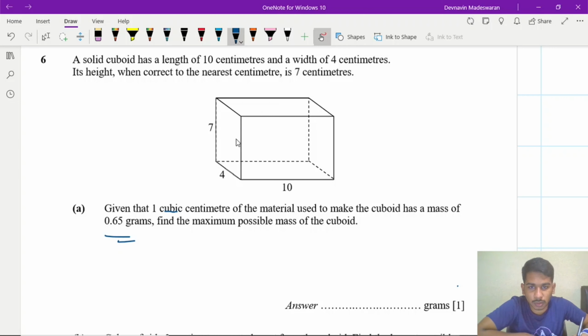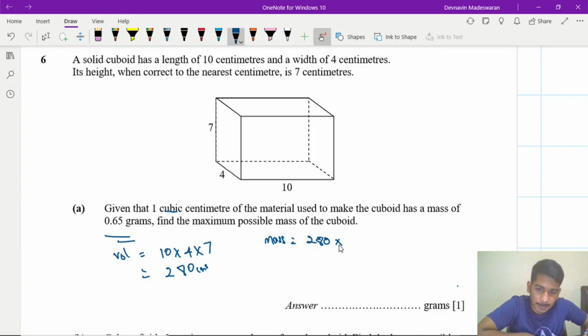Yeah, volume is 10 times 4 times 7. Volume is going to be 280 cm cubed. So we're going to have 280 times 0.65 for the mass. 280 times 0.65 is 182. 182 grams.